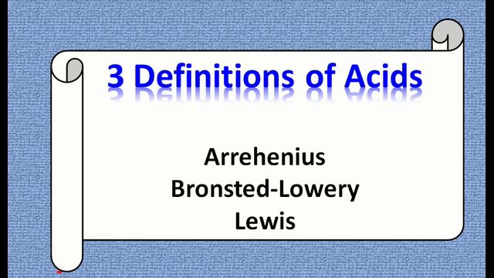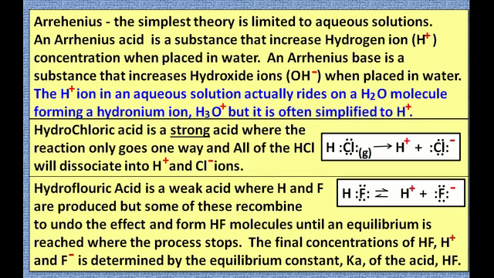There are three definitions of acids: Arrhenius, Brownsted-Lowery, and Lewis. Arrhenius. The simplest theory of acids is limited to aqueous solutions. An Arrhenius acid is a substance that increases hydrogen ion concentration when placed in water. An Arrhenius base is a substance that increases hydroxide ions when placed in water.